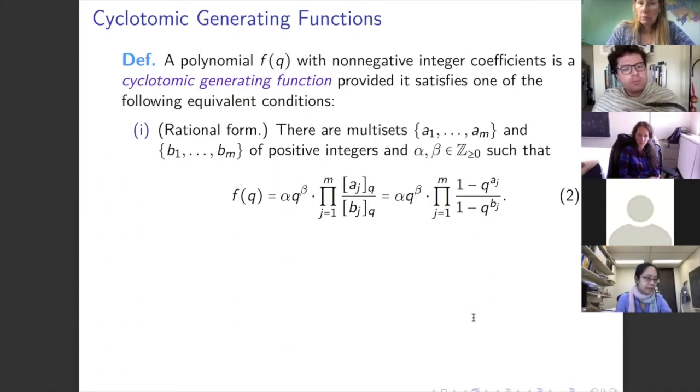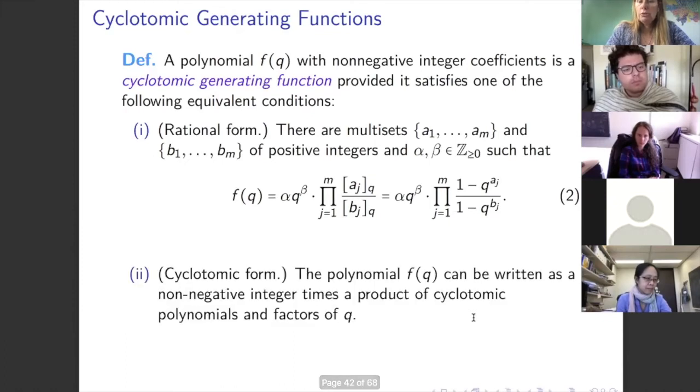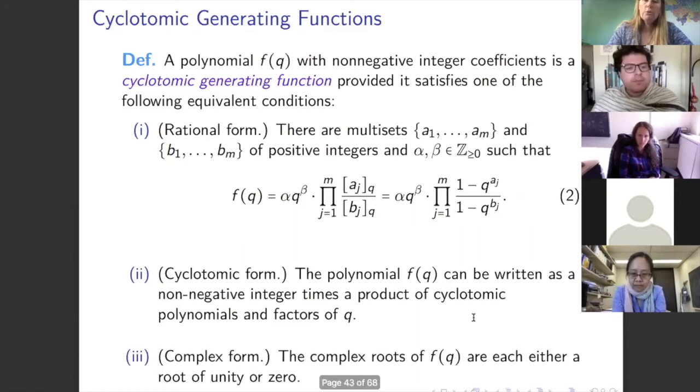So that's the way we would define it, the first form, the rational form. You could also define it in the cyclotomic form. So these are all polynomials that have non-negative integer coefficients, and they can be written as a product of cyclotomic polynomials times factors of q and a constant. Or another way to say it is the complex form: all of the roots of such a polynomial are either roots of unity or 0. And those three are equivalent statements. We have to prove that.